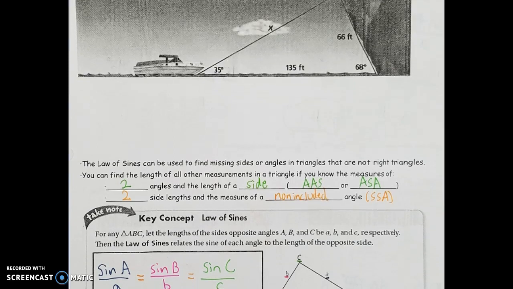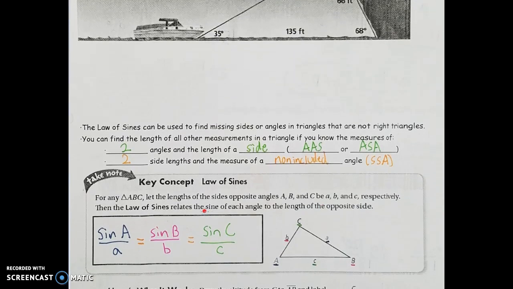So looking at the actual law of sines, for any triangle ABC, the lengths of the sides opposite angles A, B, and C are lowercase a, lowercase b, lowercase c, so that's how we're usually going to label our triangle. For example, across from angle A is going to be side a. The law of sines relates the sine of each angle to the length of the opposite side. So if I take the sine of angle A and divide that by side a across from it, that should be the same ratio as the sine of angle B over the side across from it, b. And that same thing still applies to the third angle, so sine of angle C over c is equal to those other two ratios.